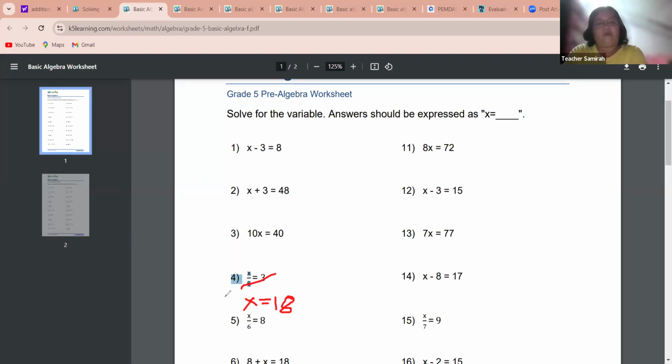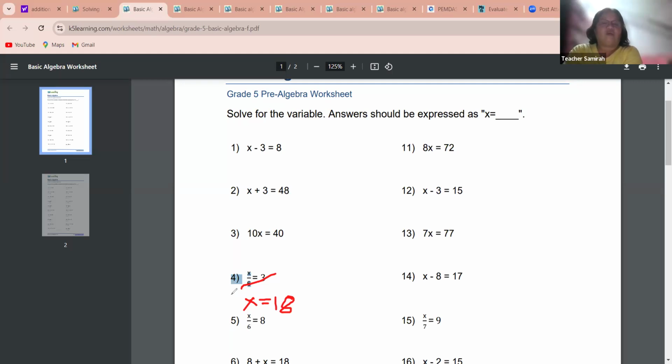Okay? How about number 5? The answer is 48. 8 times 6 is 48. So your x is 48. Very good, Tristan. We have x is equal to 48, by simply cross multiplying 6 by 8, it would give us 48.